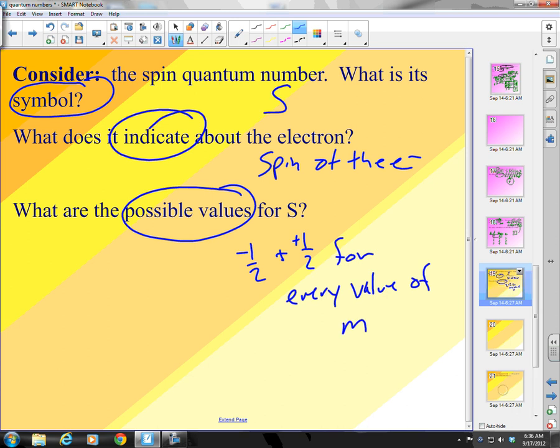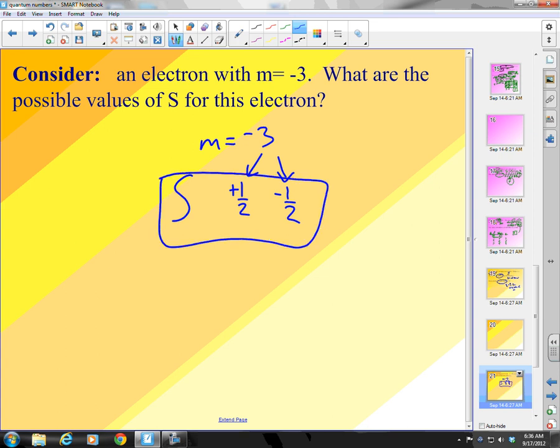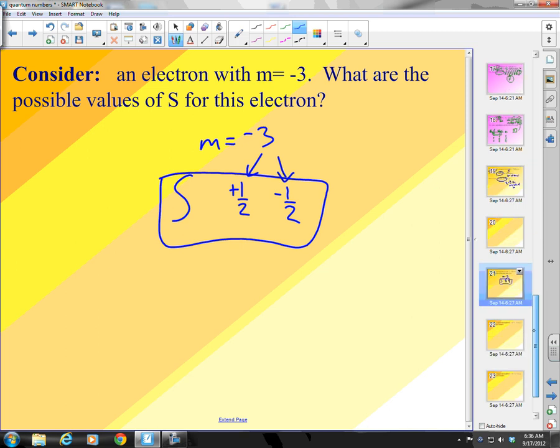All right, great, here we go. An electron with an M of -3. What are the possible values of S? Easy. So M is -3. What are my S's? Well, I can have a +1/2 and I can have a negative 1/2. There we go. That is the answer.